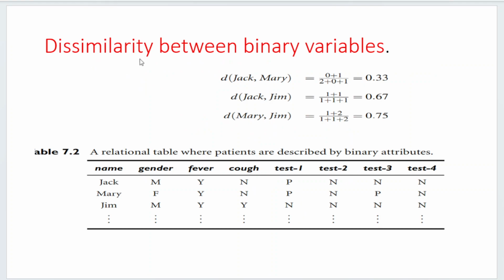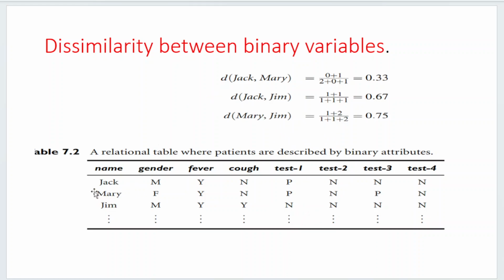And see how the dissimilarity between binary variables can be represented. If you observe d of Jack comma Mary, they give the relational table with some positive and negative values, and also with some binary values. So what we have to do here is, wherever we have positive values, we replace them with 1, and wherever we have negative values or no values, we replace them with 0.